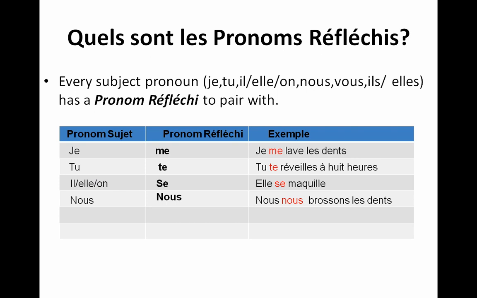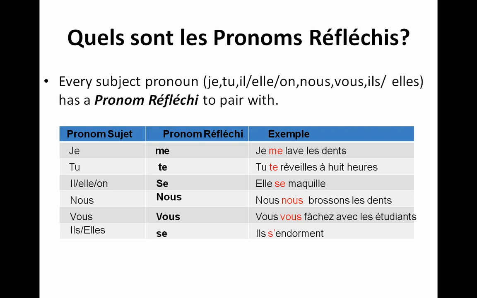Look at nous. Look what happens in nous. Basically, it's a repetition of the subject pronoun, which becomes your pronom réfléchi as well. So nous. Look at the example. Nous nous brossons les dents. So we brush our teeth. Okay? And let's see vous. Vous vous fâchez avec les étudiants. So again, for vous, you have a repetition of the subject pronoun, and that will be your reflexive as well. Vous vous fâchez avec les étudiants. You get angry or mad with the students.